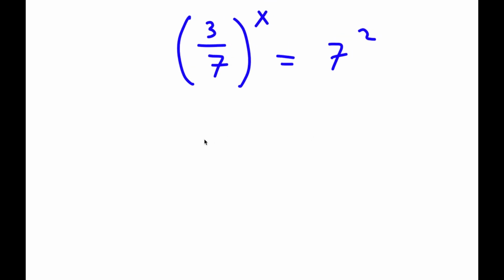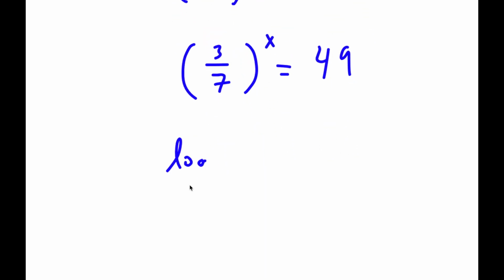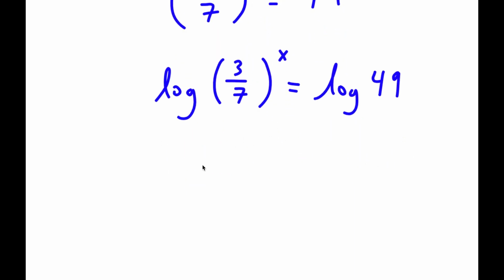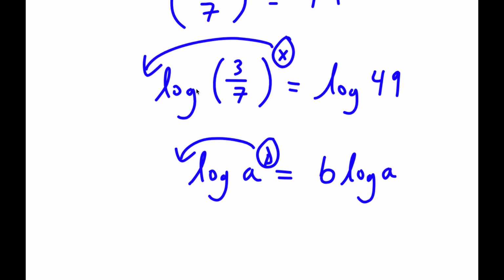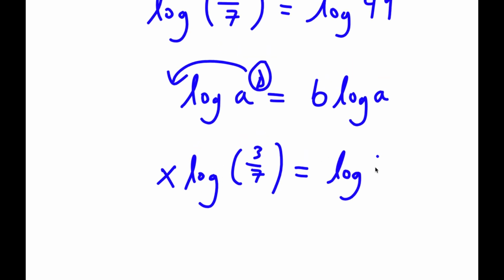Now, 7 to the power of 2 is the same thing as 49, so I have 3 over 7 to the power of x is equal to 49. Now, if I take the log on both sides, if I have something in the form log a to the power of b, I can move b to the front, so this is going to equal b times log a. So in this case, log 3 over 7 to the power of x, I can move x to the front, so this is going to equal x times log 3 over 7 is equal to log 49.